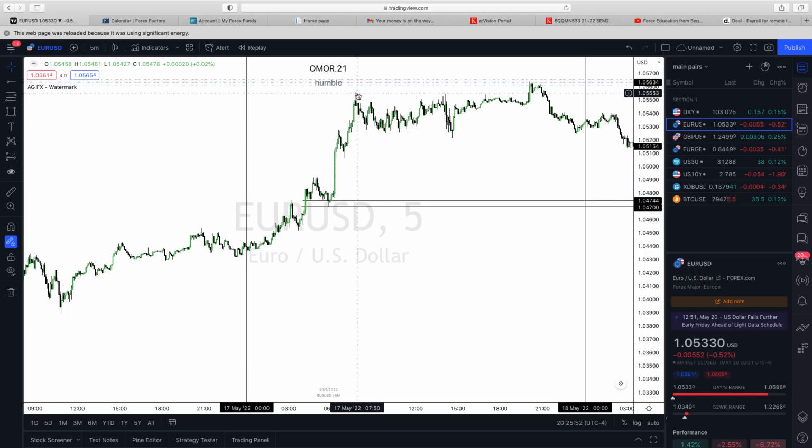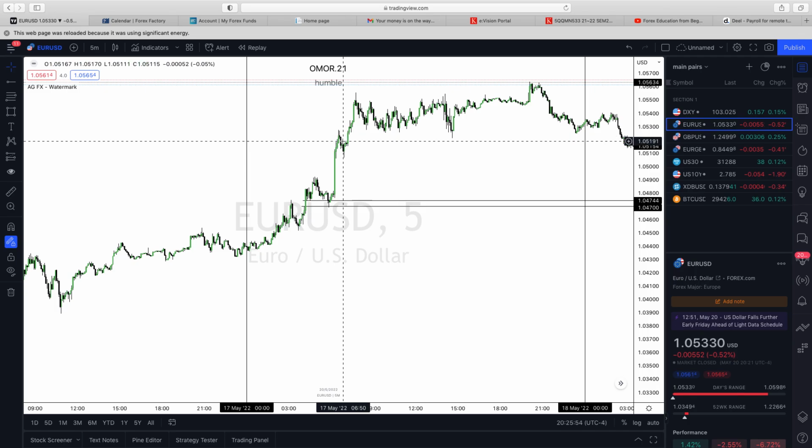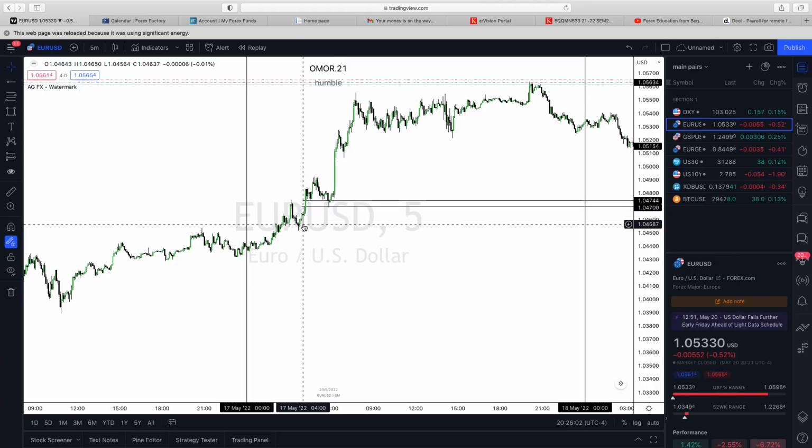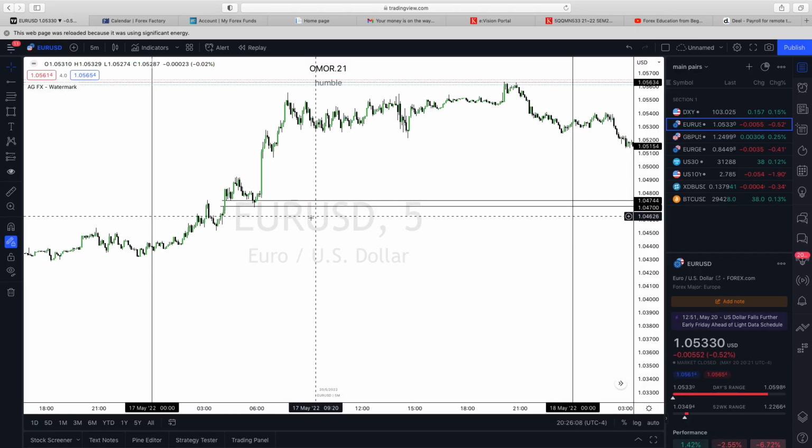I didn't capitalize on the whole entire move. I think I must have got out around here. I didn't need to capitalize on the whole move regardless. And my low was just below this low here, or was above, or was here, I think. One of these two. I think it was here and I trailed it to here, just to remove the risk of the trade.